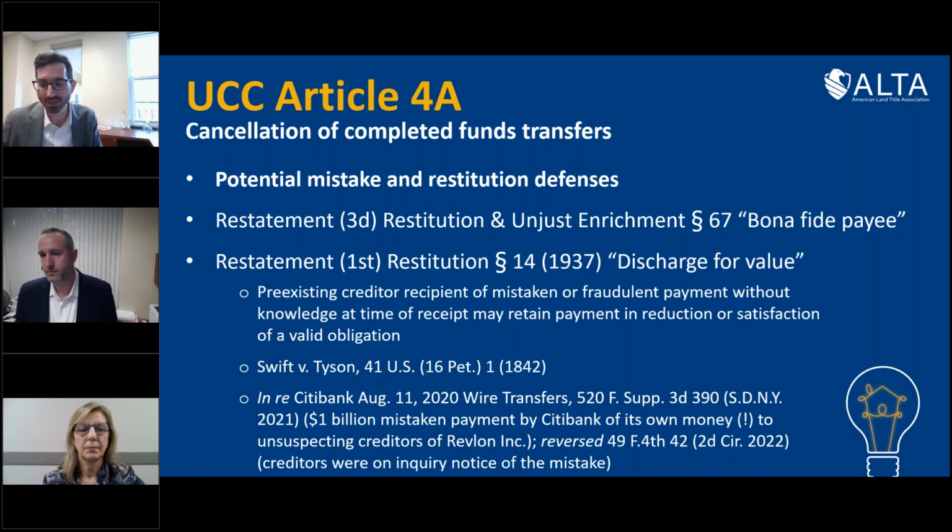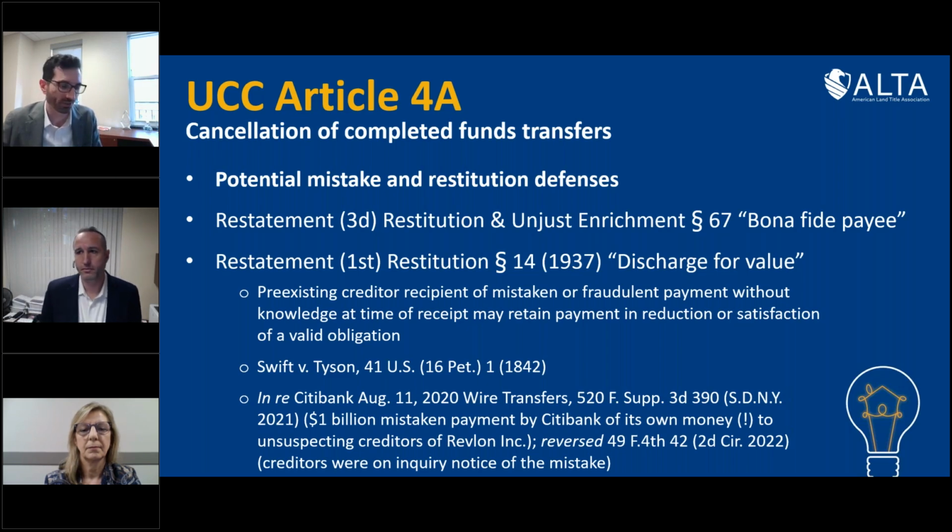A few years ago, Citibank mistakenly sent almost $1 billion of its own money to creditors of Revlon. Those creditors were not entitled to the money when they received it. They asked for the creditors to send the money back. About half the money came back, but the other half the creditors said, no, we're keeping it under this discharge for value defense. Their argument was upheld by the district court, and they didn't have to send the money back. Now, ultimately, this was reversed by the Second Circuit. They said, no, in this case, the creditors actually had inquiry notice.